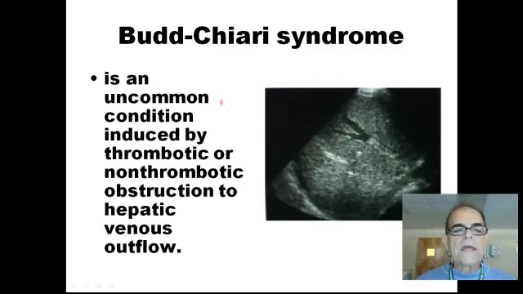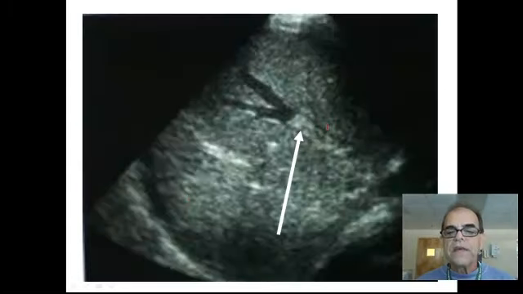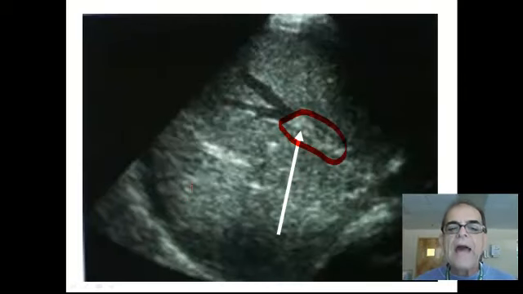Budd-Chiari syndrome is an uncommon condition induced by thrombotic or non-thrombotic obstruction of the hepatic venous outflow. Non-thrombotic is in general produced by a tumor. You can see here a clot. This is a clot inside a hepatic vein. It's a Budd-Chiari syndrome.